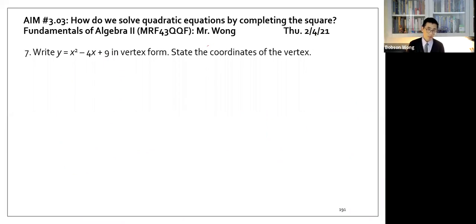Well, let's take a look at a harder example, and let's see if we can deal with this one, because we don't always get a perfect square when we have an equation. And let's see what happens. So this is y equals x squared minus 4x plus 9.